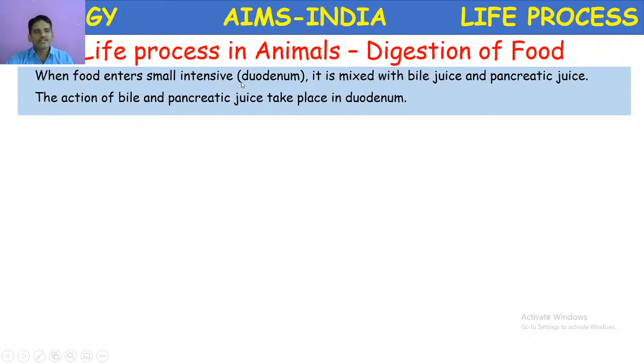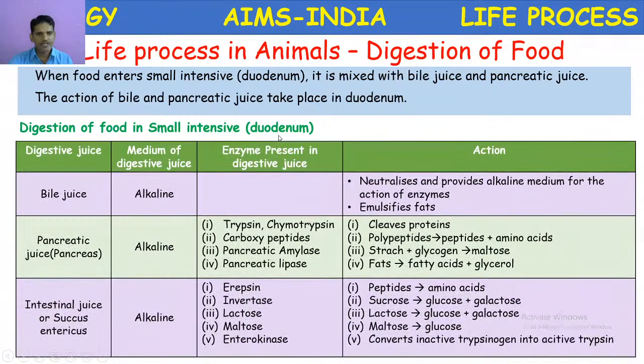When food enters the small intestine, the duodenum, the first part, it is mixed with the bile juice and pancreatic juice. The action of bile and pancreatic juice takes place in the duodenum. So this is digestion of the food in the small intestine. The duodenum is the part where maximum digestion takes place. Here the digestive juices which enter into the duodenum are bile juice from the liver and pancreatic juice from the pancreas.